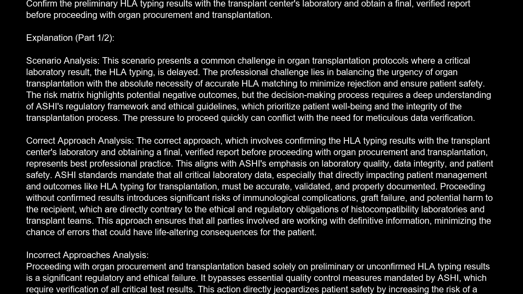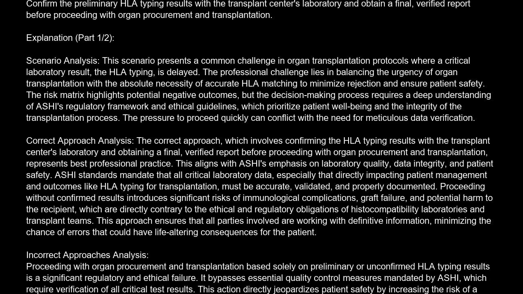ASHI standards mandate that all critical laboratory data, especially that directly impacting patient management and outcomes like HLA typing for transplantation, must be accurate, validated, and properly documented. Proceeding without confirmed results introduces significant risks of immunological complications, graft failure, and potential harm to the recipient, which are directly contrary to the ethical and regulatory obligations of histocompatibility laboratories and transplant teams. This approach ensures that all parties involved are working with definitive information, minimizing the chance of errors that could have life-altering consequences for the patient.